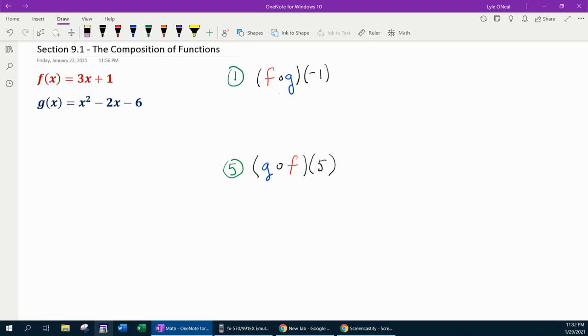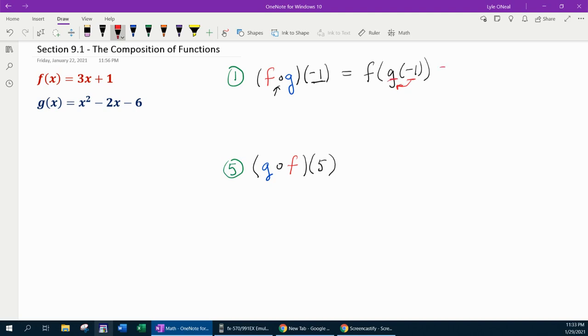How does this work? Well, the first thing we're going to do is get rid of this circle and rewrite this problem using nested parentheses. So this is going to be f of g of negative 1. Got that? The first thing you do to do a composition with a function value is you rewrite it using nested parentheses and then plug and play from the inside out. So we're going to start on the inside, and negative 1 is going to plug into g.